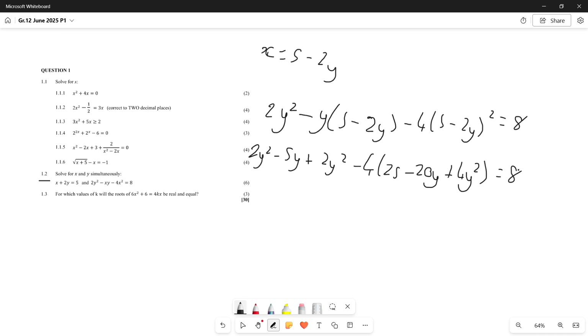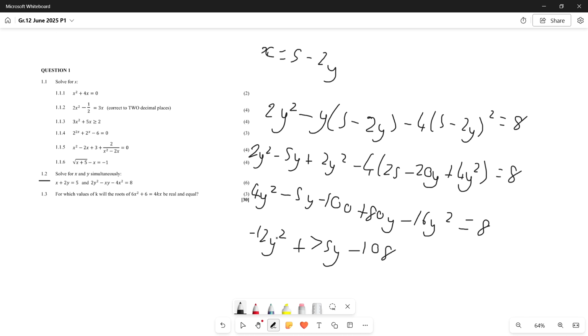Awesome, equals 8. So at this stage, I can simplify this 2y squared and this 2y squared. So we have a 4y squared minus 5y, and then I'm going to distribute the negative 4 into all of these. Awesome, and that equals 8. At this stage, I'm going to simplify things and take everything over to one side. So what we're going to do is see if there's any common value here.